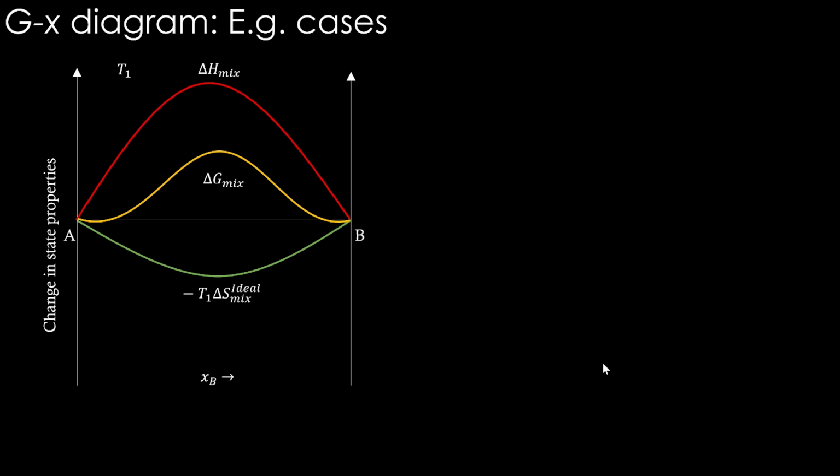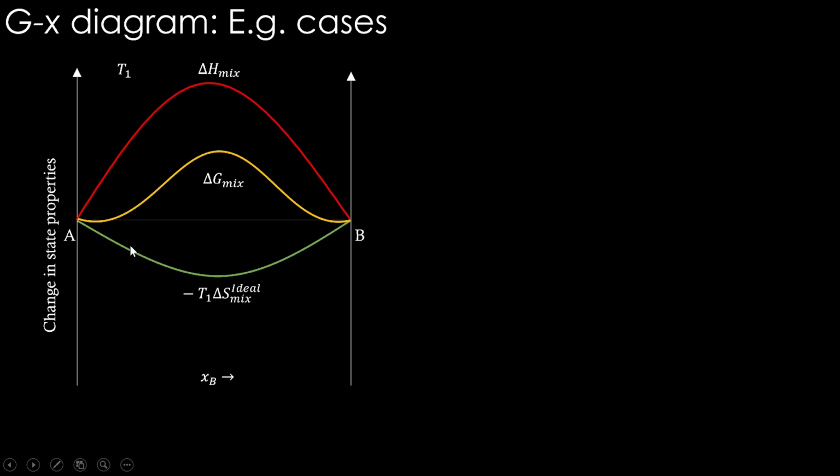We will see some example cases how it looks. If this is the delta G mix value, delta H mix is like this, let's say, and T delta S mix is going to look like this. Delta S mix ideal is always a positive quantity. Multiply that with minus T, you are going to get a negative value throughout, and it's going to be symmetric. You know the formula for it, minus R XA ln XA plus XB ln XB.